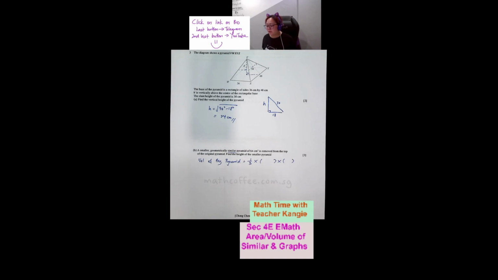This one is a pyramid. The base area is a rectangle. So the volume of a pyramid formula is 1/3 times base area times height. Okay, so I'm going to just put base area times the height. And in this case, because the base area is a rectangle, it is 36 multiplied by 48. And the height, we have found it over here, which is 24. So A, B, C, D, you are correct.